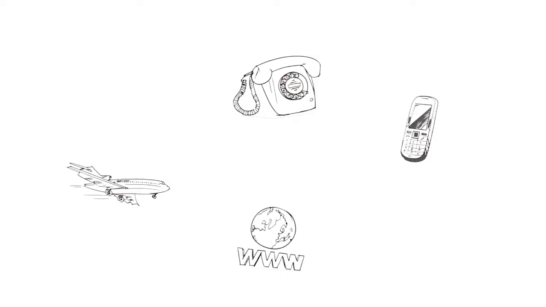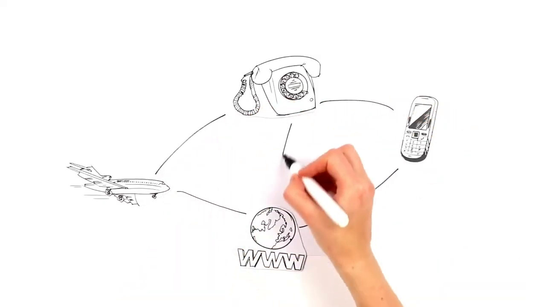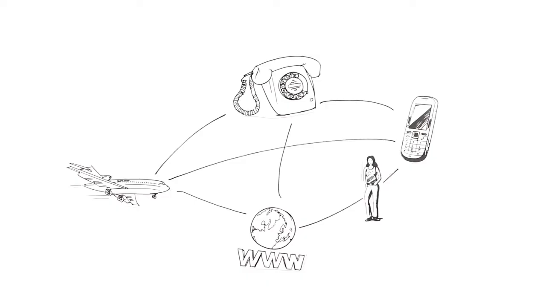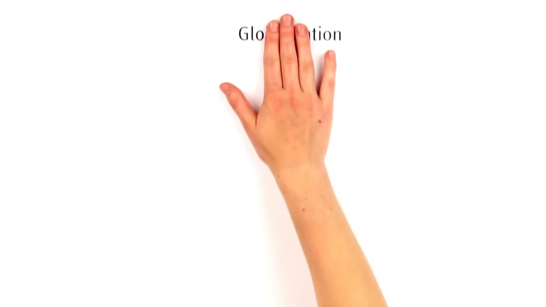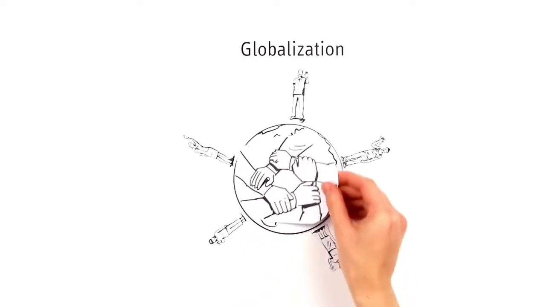Advances in technology, such as mobile phones, aeroplanes, telephones, and the internet, have made the growth of transport and communication networks possible. Amongst other things, this means that people and countries can exchange information and goods more quickly and in a less complicated way. This process is called globalization. Globalization comes from globe and means the worldwide coming together of countries and nations.